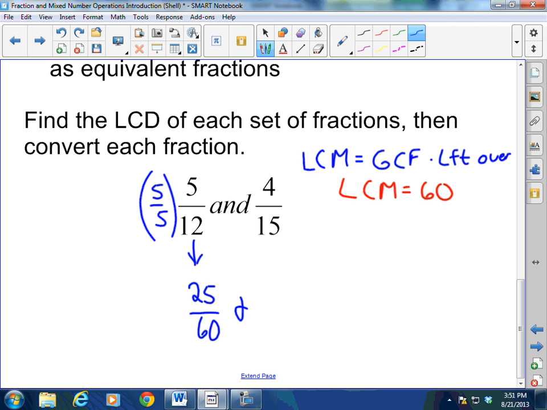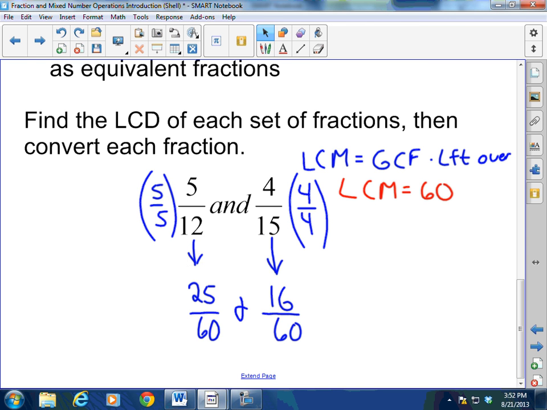And I know that 4/15 has to turn into something over 60. So 15 times what gives me 60? Well, that's going to be a 4. Whatever I multiply to the denominator must be multiplied to the numerator. So that would be 16/60ths. And that is how I find and apply the LCD.